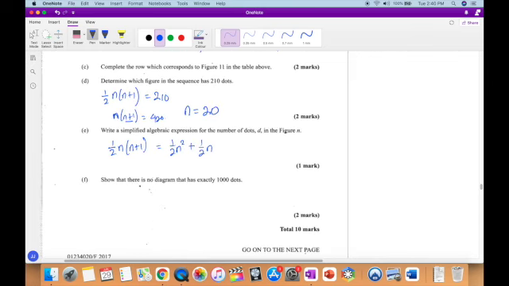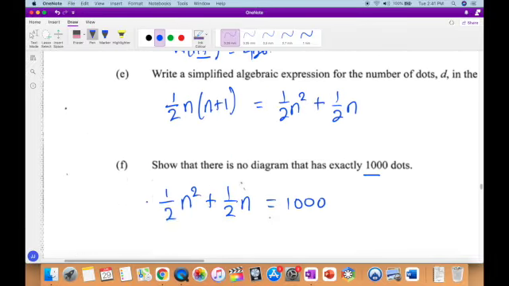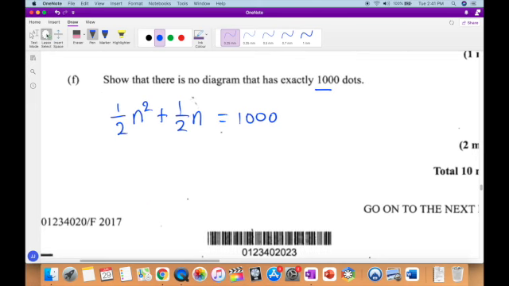Okay. So show that there is no diagram that has exactly 1,000 dots. So if a diagram had 1,000 dots, then that nth diagram, which is described by this, would be equal to 1,000 dots. So it looks like we have a quadratic here that we need to solve, right? So let me just zoom in. And I will go a little bit smaller.